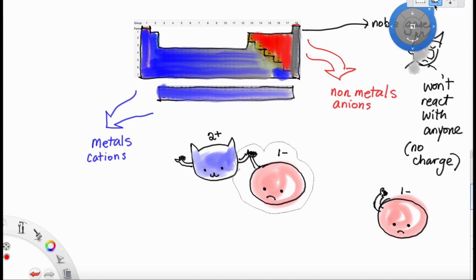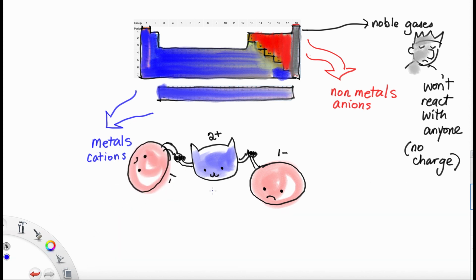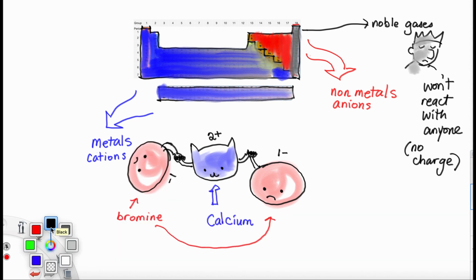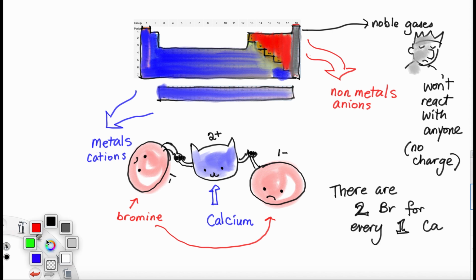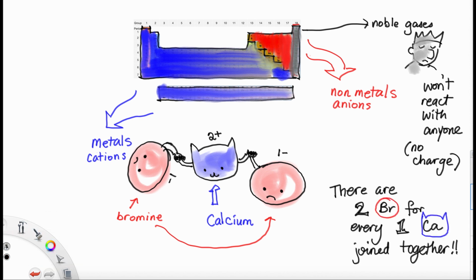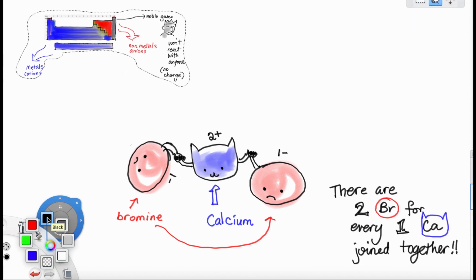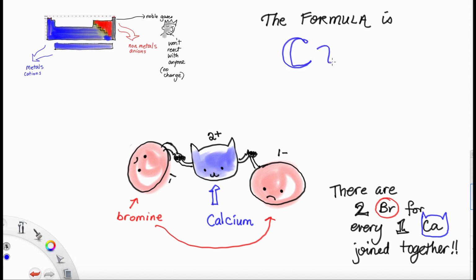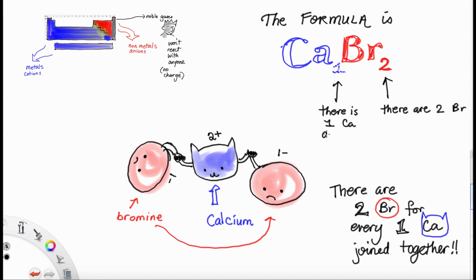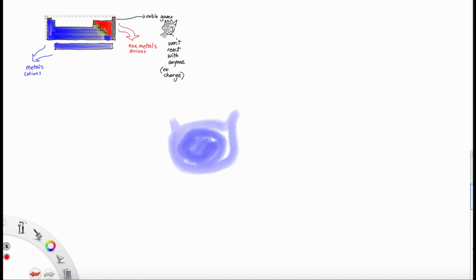So for example, if you have a cation with a 2+ charge and an anion with a 1 negative charge, such as calcium and bromine, you would need 2 bromines to join with 1 calcium. The formula would be CaBr2, meaning there's 1 calcium and 2 bromines, but we don't write the 1 for the calcium when we write the formula.